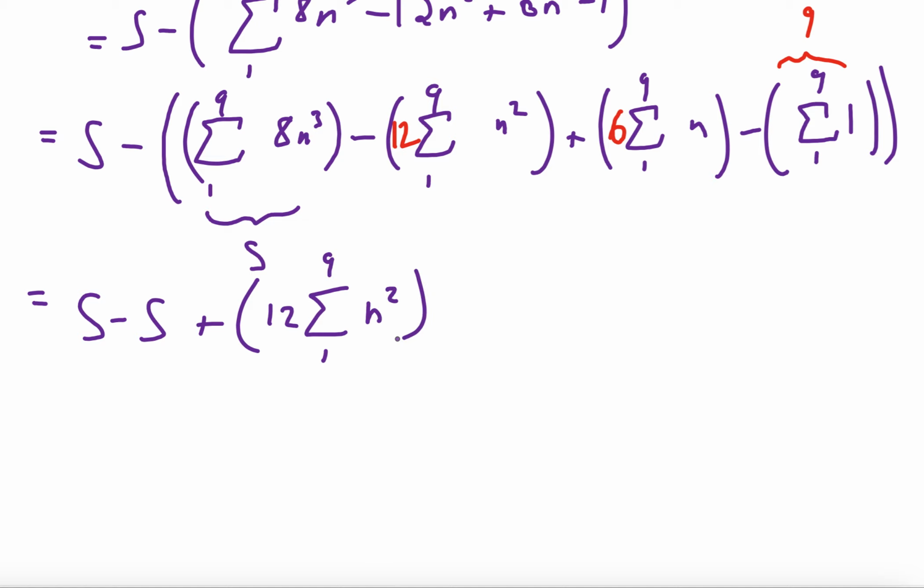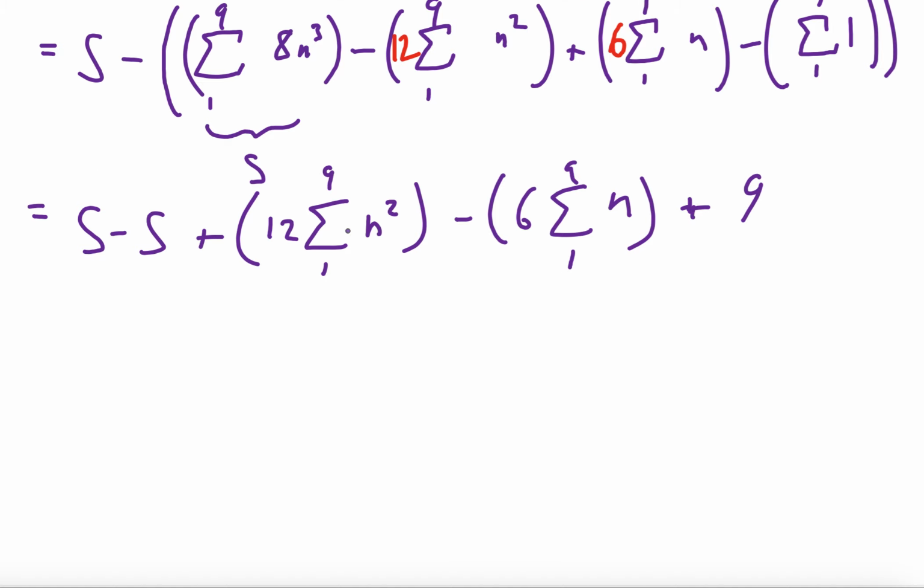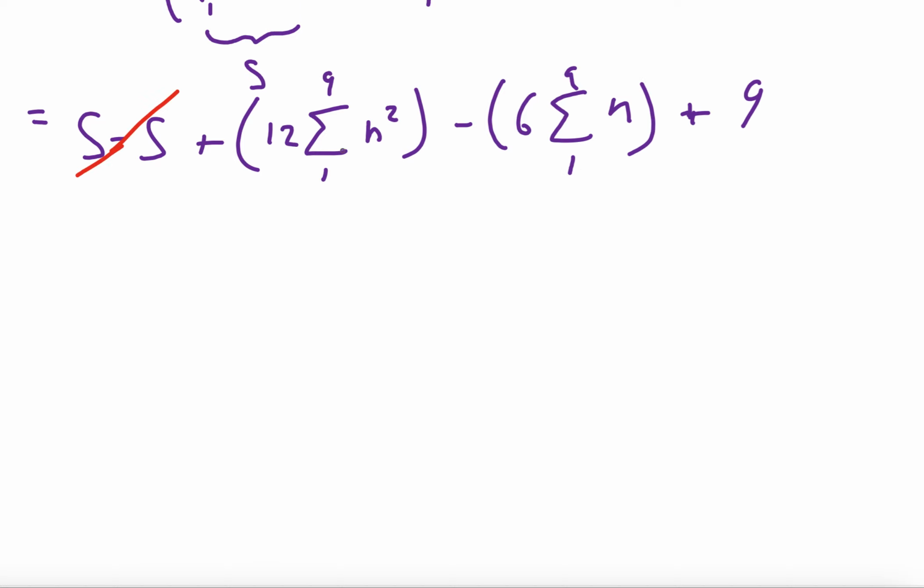squared. And we subtract that now, remember, distributing this negative 1 sign over here. We get minus the 6 times the sum going from 1 to 9 of n. And then we just add back the sum of 1 to 9 of 1, which is just 9, we said. Okay, and now we can see the s's cancel out, which is very nice. And what we have now is the sum of squares and a sum of just the regular units.